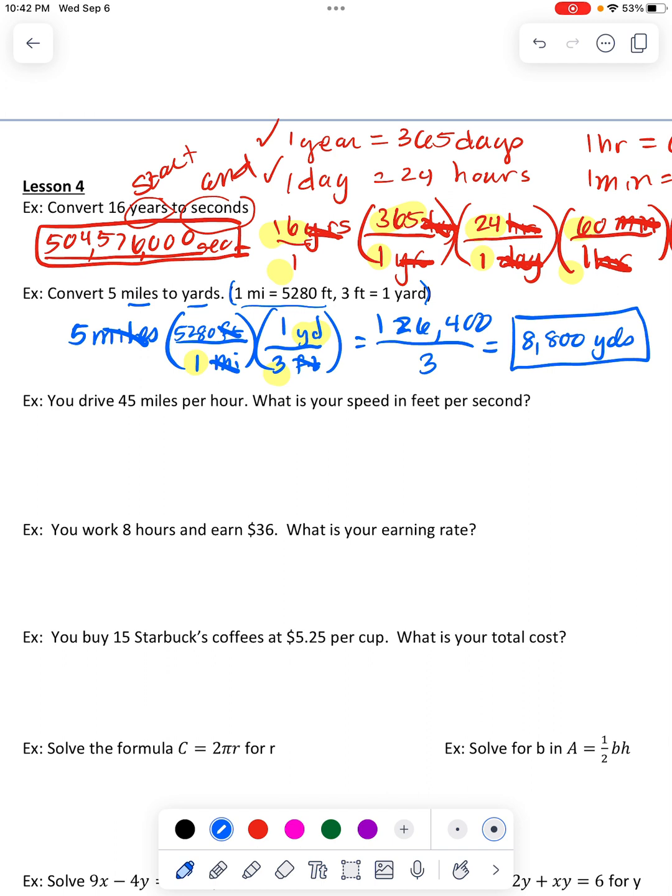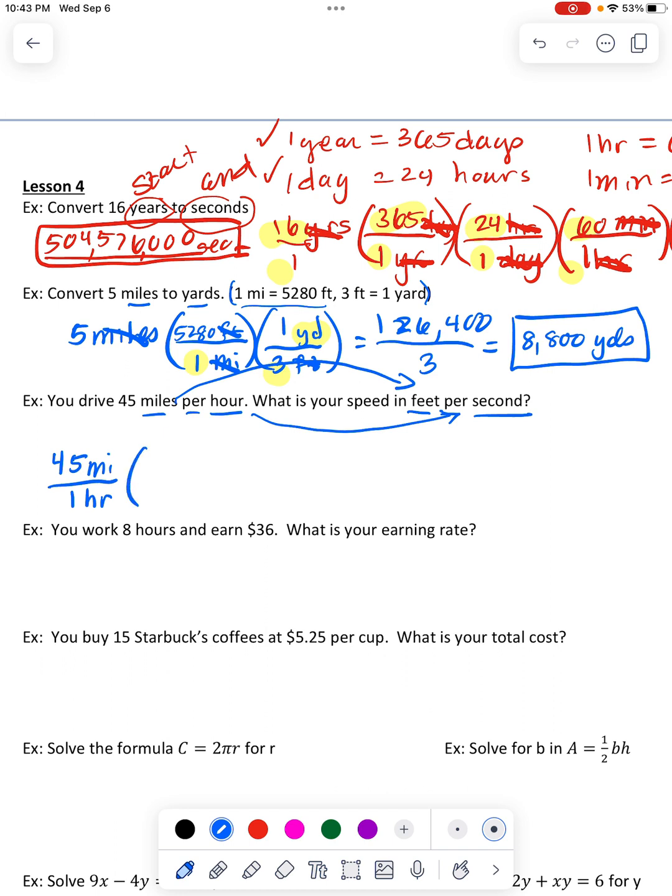Now the next one takes it to another level, because you actually have 2 different things you're trying to convert. You're starting at 45 miles per hour and you're ending at feet per second. So I need my miles to become feet and my hours to become seconds. You can convert either the distance from miles to feet or the hours to seconds first. It really doesn't matter, but you always have to start with what they gave you. This one is miles per hour, so that's going to be over miles per hour.